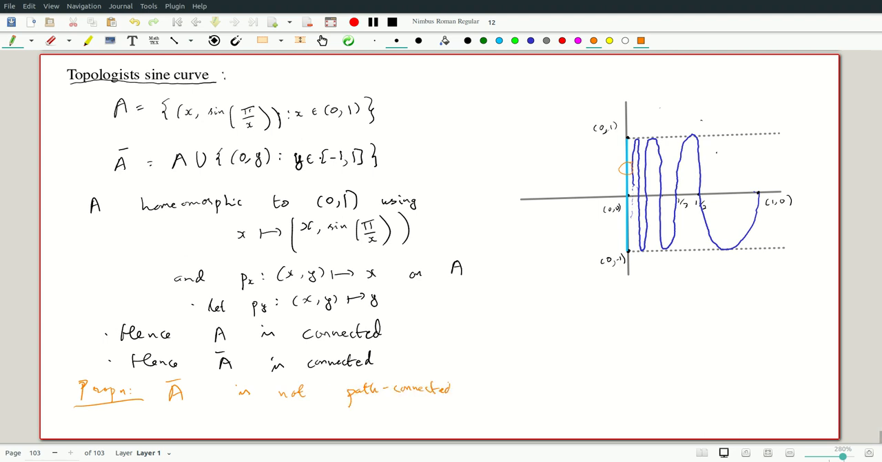And specifically, let's identify a pair of points here. There's this point (0, 0) and (1, 0), and we'll claim that there is no path from A to A bar. That is the main thing we'll prove. Okay, it also nicely, as I said, illustrates lots of things that we have been working with in set topology.